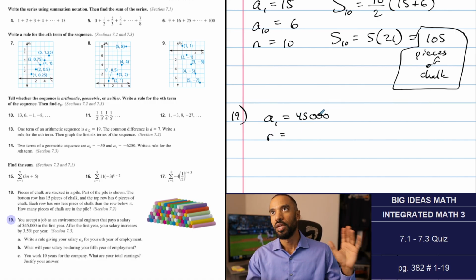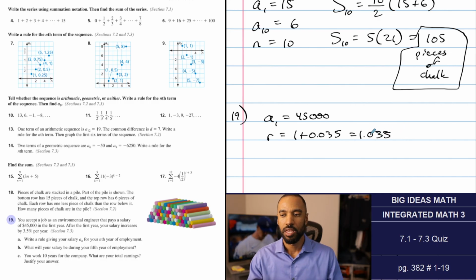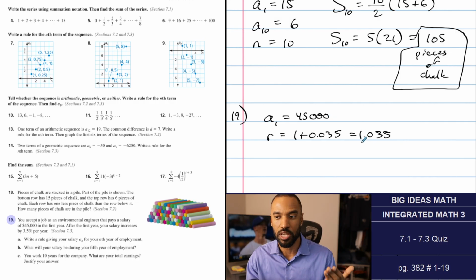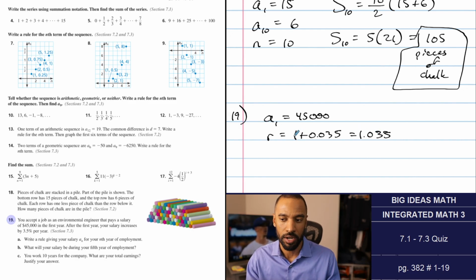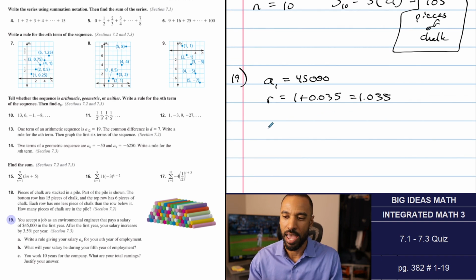Common ratio, here's the thing. 0.035 is 3.5%, but you got to add it to 1 because you need to increase by it. If you want it to increase, you got to multiply by a number more than 1, and 1 gives you the 100% plus an additional 3.5%. Write a rule given your salary A sub n for your nth year of employment.